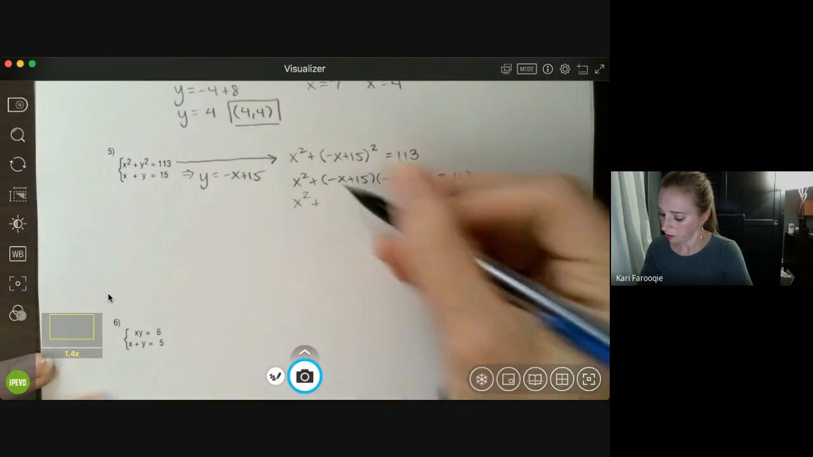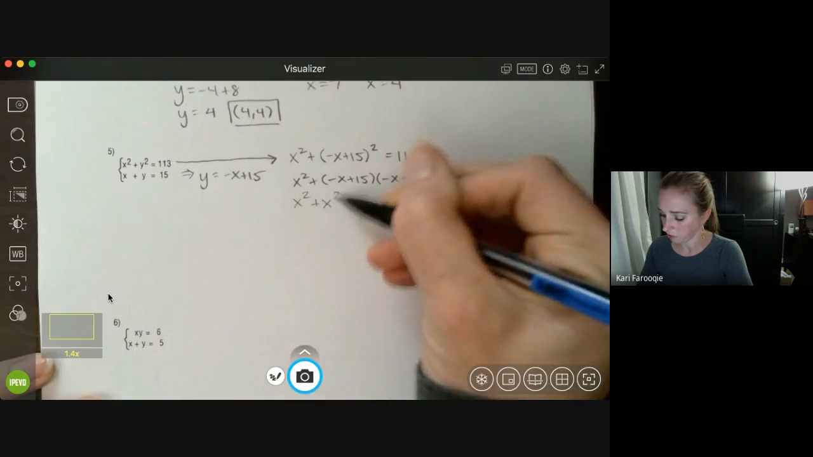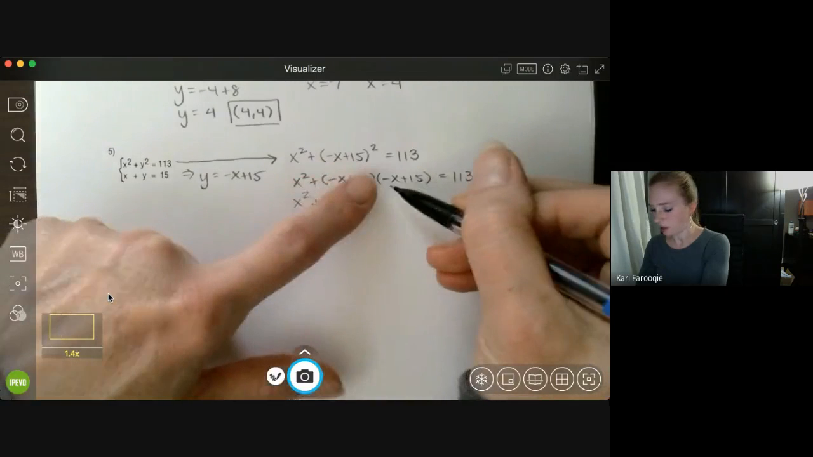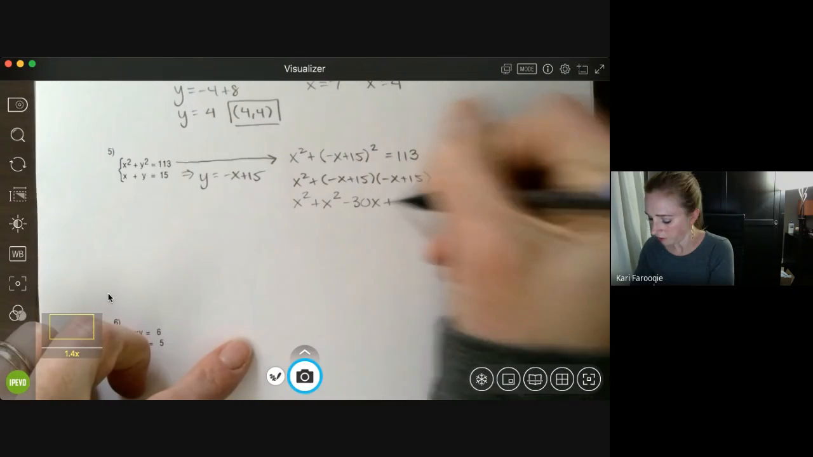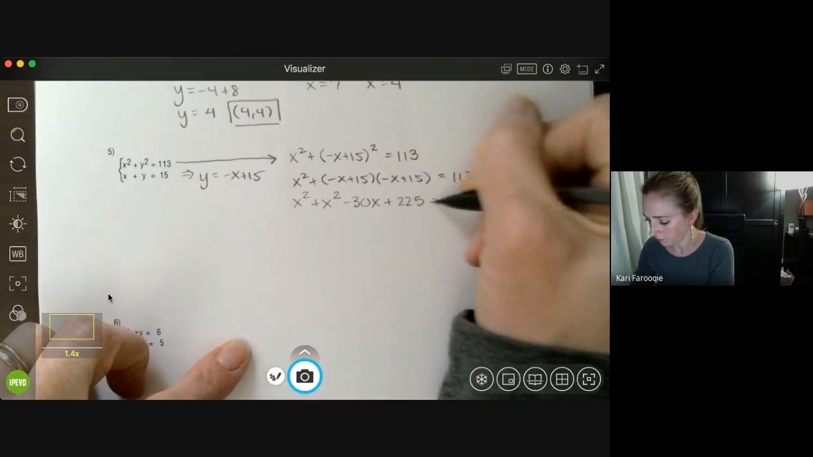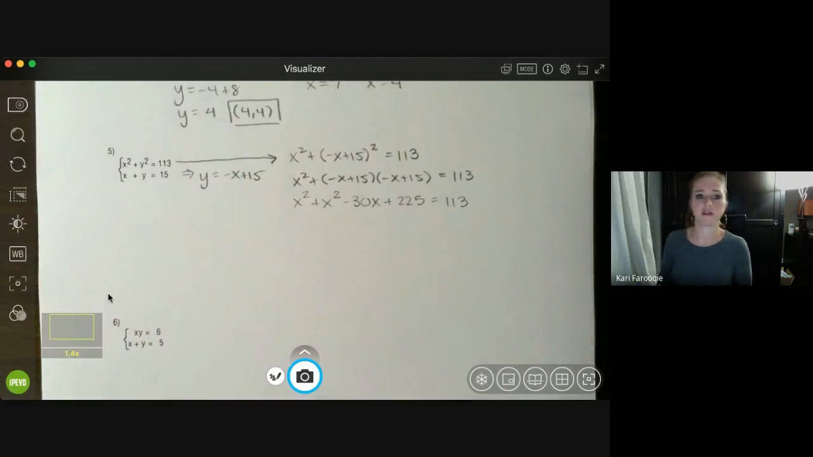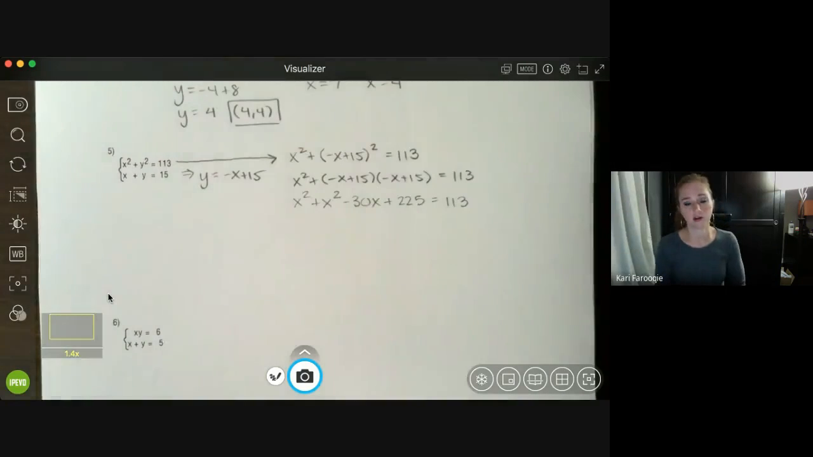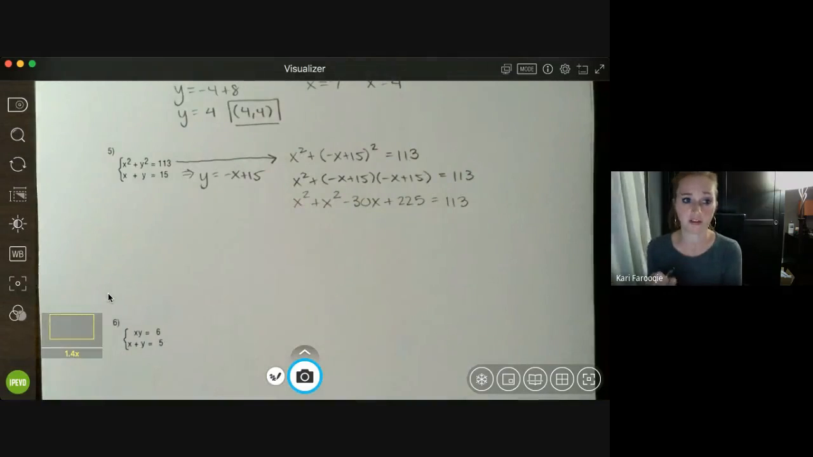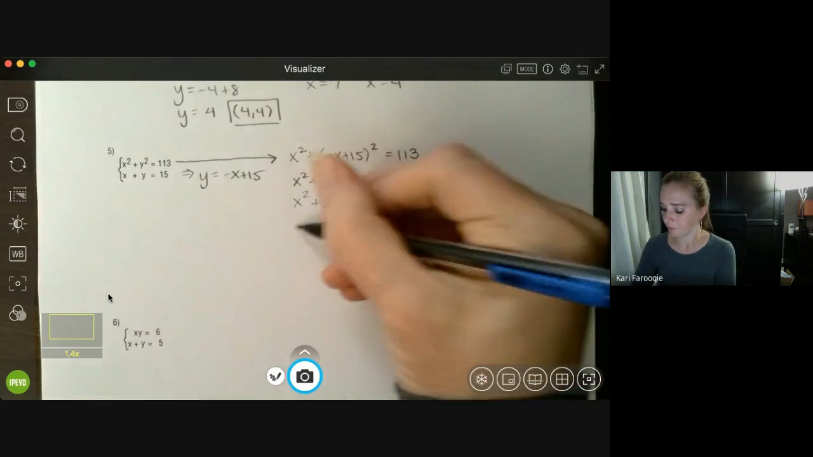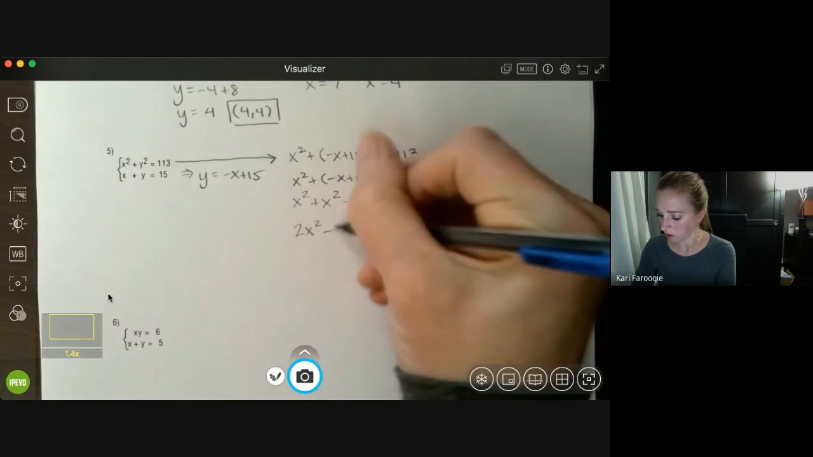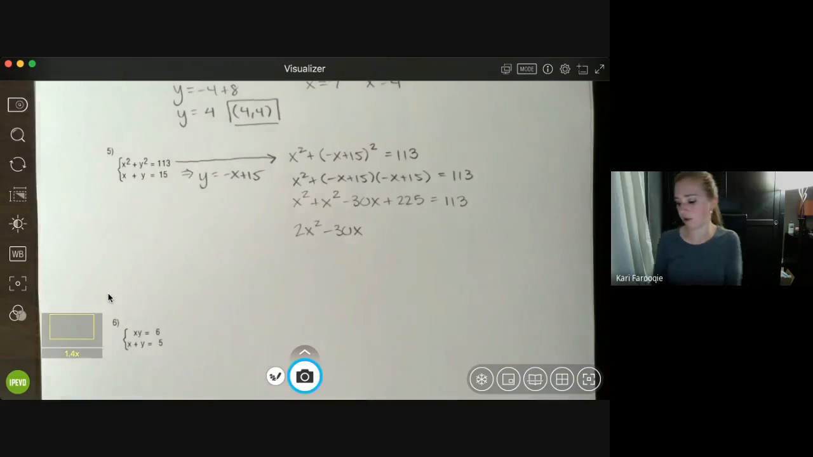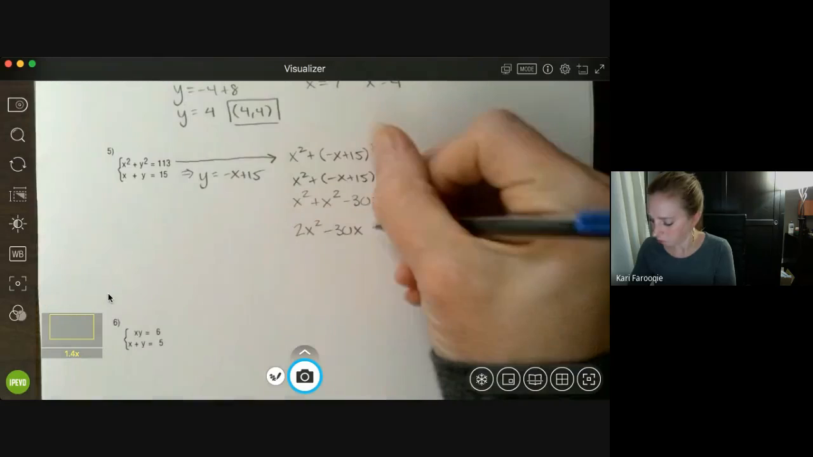All right, so go ahead and FOIL. Negative x times negative x is positive x squared. Then you have negative 15x minus 15x, which is negative 30x. And then 15 squared is 225 equals 113. And now again, you're looking at a quadratic equation. And to solve a quadratic equation, you need to make sure that you have 0 on one side of the equation. So let's go through and simplify and move everything over to one side. So we'll have 2x squared minus 30x, and then you'll take 225 and subtract off the 113 to get 112.